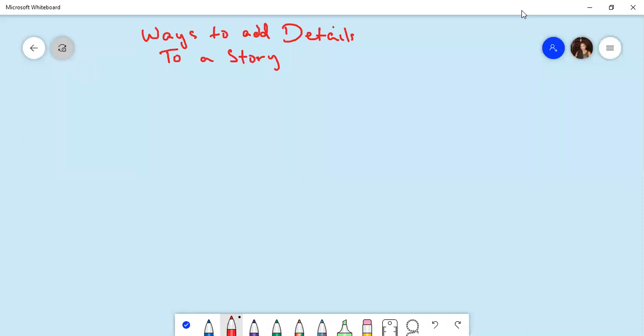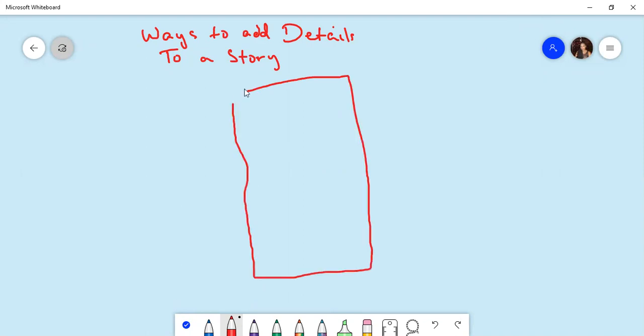Good. So we have ways to add details to a story. What are some important story elements that we know? What are some details you can add to a story? So you have a story here. So let's do a box here. Let's pretend this is your story. So you have your title here, and this is your story.